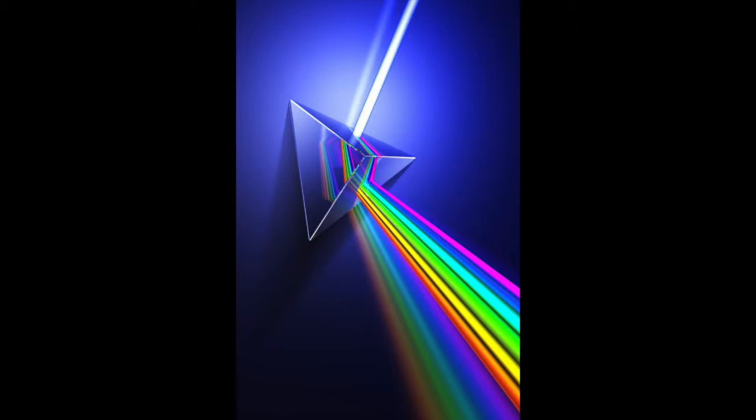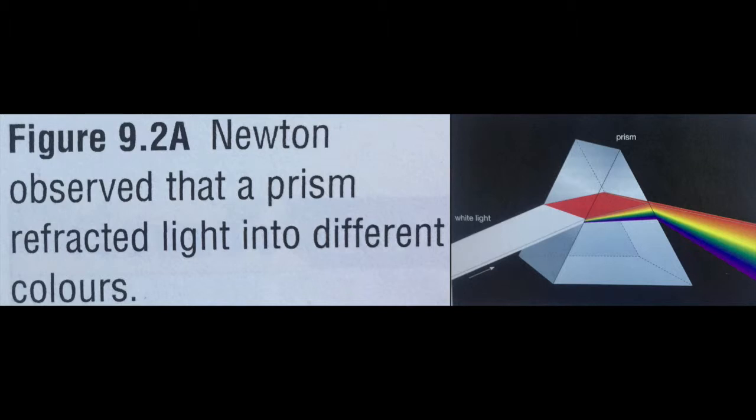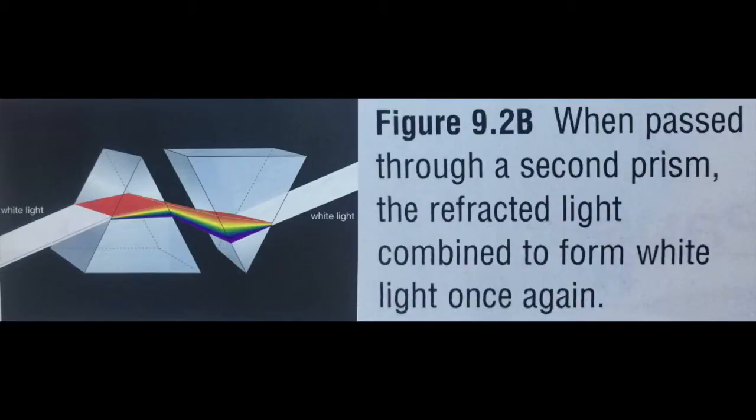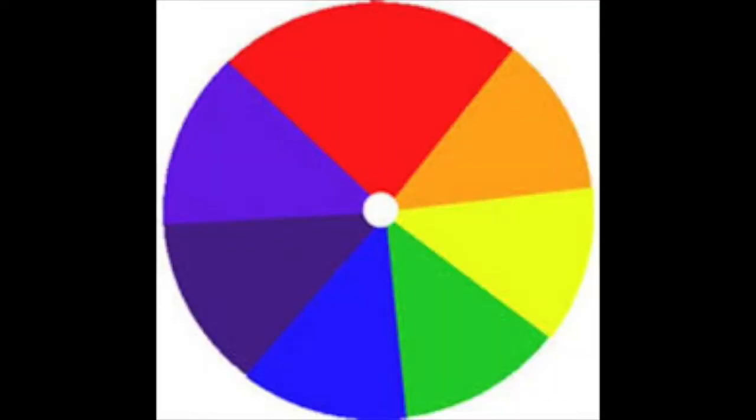There are two figures here. Figure 9.2a. Newton observed that a prism refracted light into different colors. Figure 9.2b. When passed through a second prism, the refracted light combined to form white light once again. The spectrum. Roy G. Biv: red, orange, yellow, green, blue, indigo, violet.